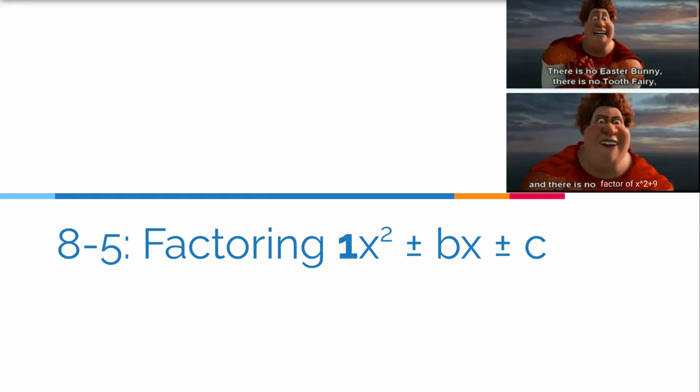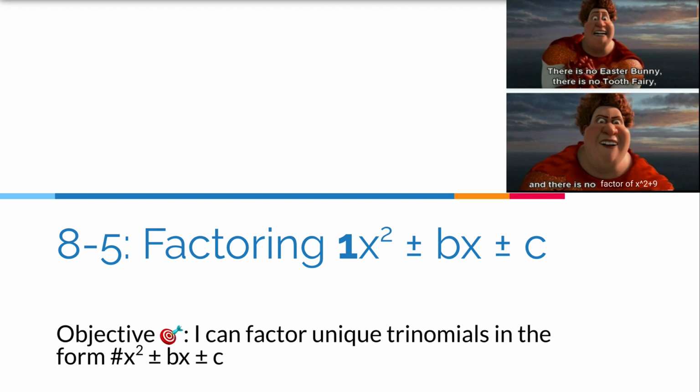Welcome to the second half of the 8.5 lesson on factoring quadratic trinomials. Our objective: I can factor unique trinomials in the form ax squared plus or minus bx plus or minus c. This video will look at very specific cases when a is not 1, but other characteristics will be met, as well as multiple variables.